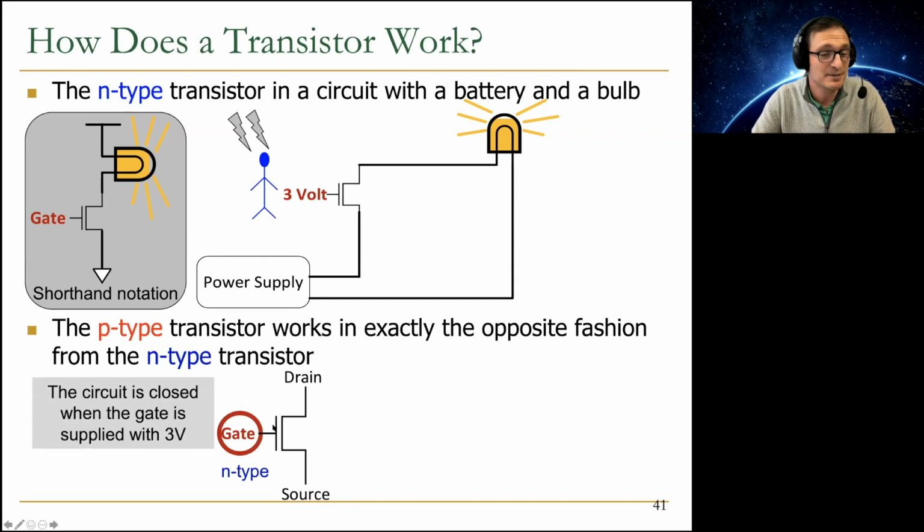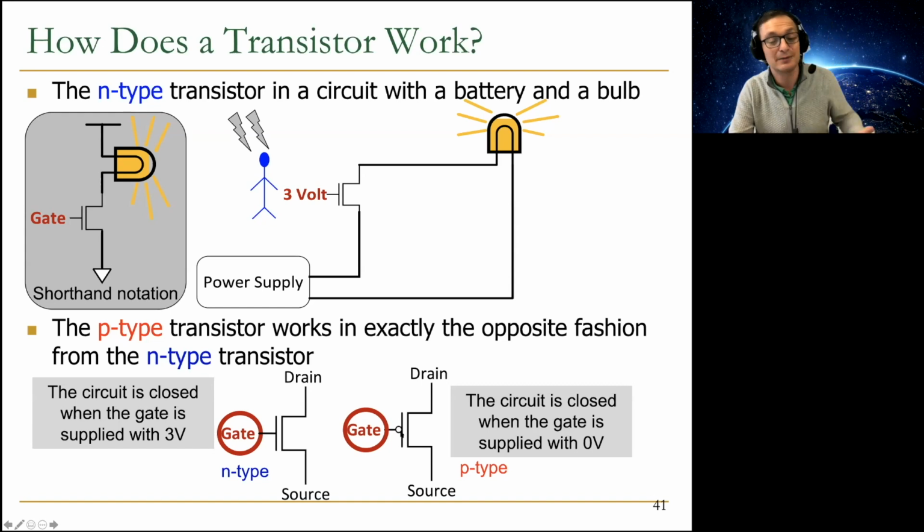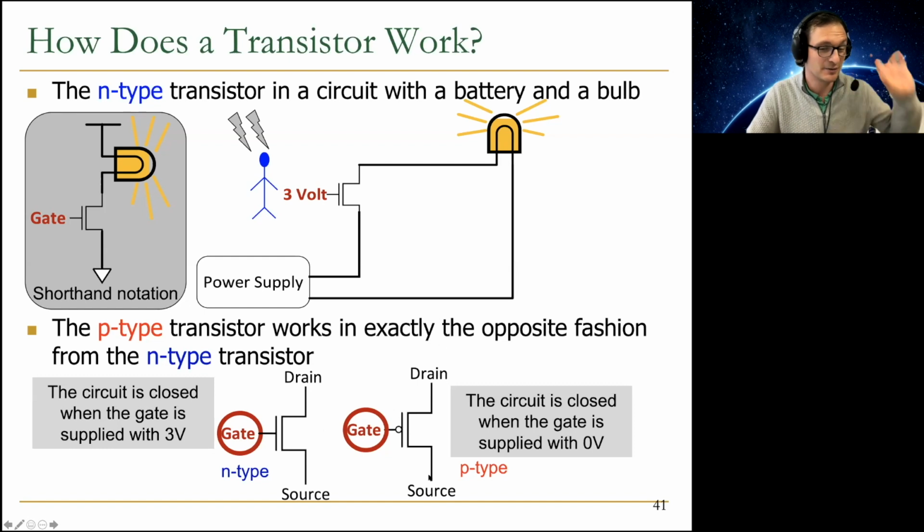So this was the N-type. The circuit is closed. It conducts when the gate is supplied with high voltage, 3 volts. In P-type, it conducts when the gate is supplied with 0 volts. And we denote it with this bubble over here. The bubble has a special meaning in logic design. It means invert. Essentially, it's an inverter. So if you assume that N-type conducts with 3 volts, if you apply 3 volts here, it becomes 0 volts because of this inverter. As a result, it should not conduct. You can think of it that way.